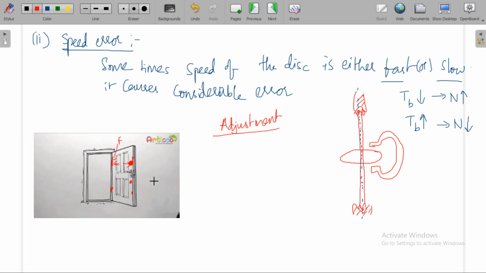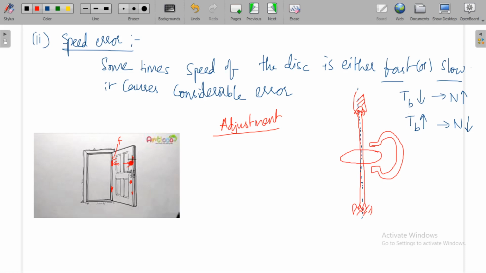Similarly, applying force at the hinge is nothing but moving this braking magnet towards the center of the spindle. If the braking magnet is moving towards the center of the spindle, TB will be decreasing. The flux will be the same, but TB will be decreasing.